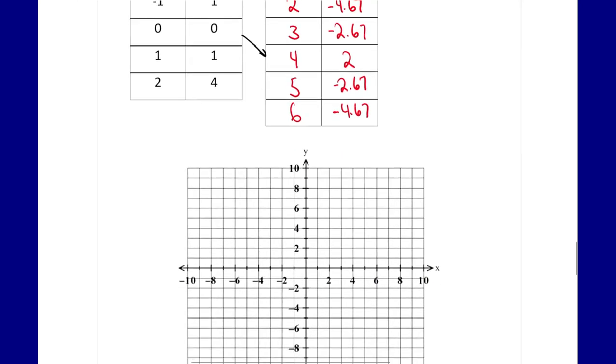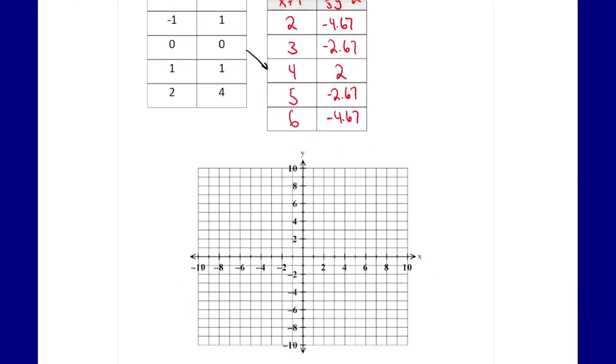So now that I have my points, I can go through and graph my transformed function. So at 2, we're at negative 4.67. At 3, we're at negative 2.67. At 4, we're at negative 2, 5, and then kind of just symmetrical on the other side.